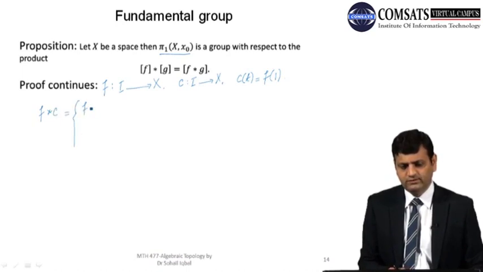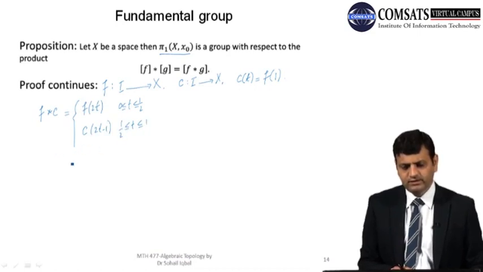It is equal to f of 2t, where t varies from 0 to 1/2, and this is equal to c of 2t minus 1, where t varies from 1/2 to 1. So this is basically equal to f of 2t when t varies from 0 to 1/2, and what is c of 2t minus 1? This is equal to f of 1, when t varies between 1/2 and 1.